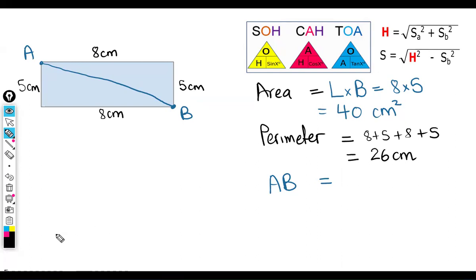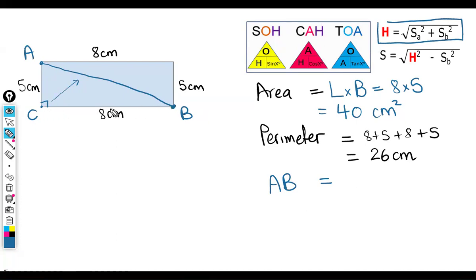Great. And to find the length AB, once again, the corners of our rectangle are 90 degrees. So if I call here C, ABC is another right angle triangle. The blue line is the hypotenuse because it is opposite the right angle. So we're going to use the top formula again.